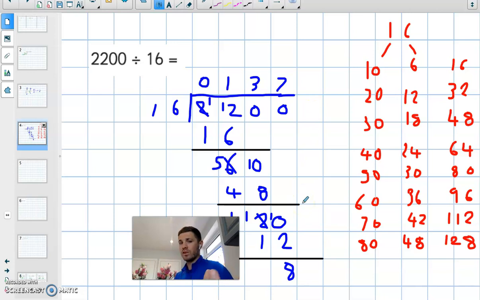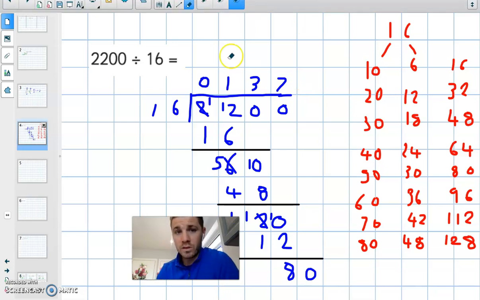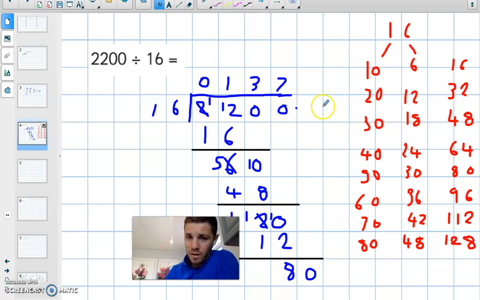Now, there's no more digits. So what we need to do is, because remember in these numbers, there's always an imaginary decimal point there, isn't there? And that's when we go into our tenths, hundredths, thousands, and so on and so forth. Okay, so what we need to do is we need to put our decimal point here next to our 0, and we need to make sure that we put in our placeholder. Okay, and then that 0 drops all the way down next to the 8 to create 80.